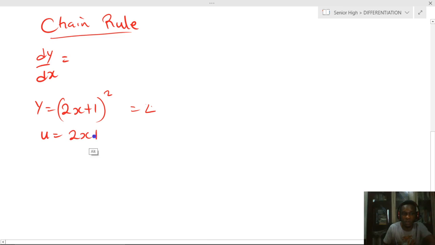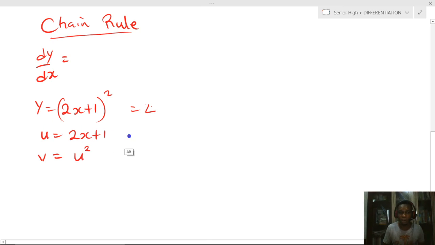So let our u be 2x plus 1, and then let our v be the other function. Since our u is the one that is inside it, v is u raised to the power of 2. So if our u is 2x plus 1, then our v will be u raised to the power 2, right? So what's the first thing we do?